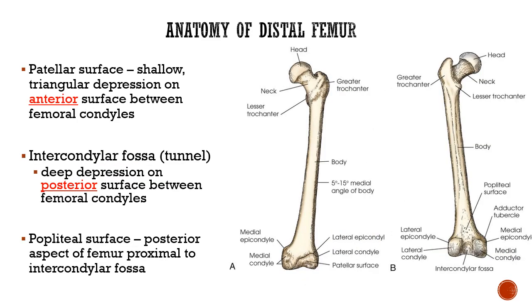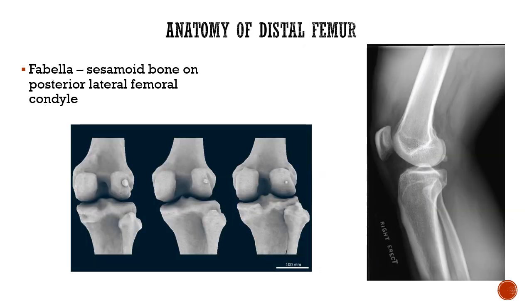The patellar surface is a shallow area on the anterior surface of the distal femur. And the intercondylar fossa, otherwise called the tunnel, is in the posterior aspect, between the two femoral condyles. The popliteal surface is going to be superior to the intercondylar fossa, or otherwise called proximal to that location. There's something called the fabella that some individuals have on the lateral femoral condyle on the posterior aspect, and it shows up radiographically, but it's a small sesamoid bone.